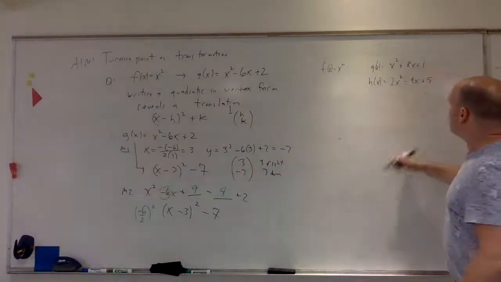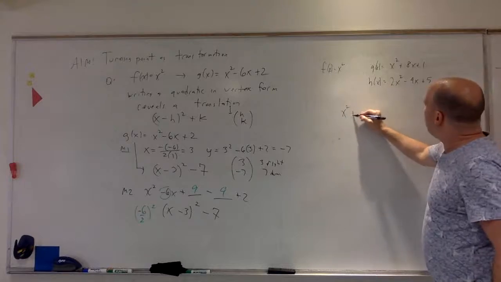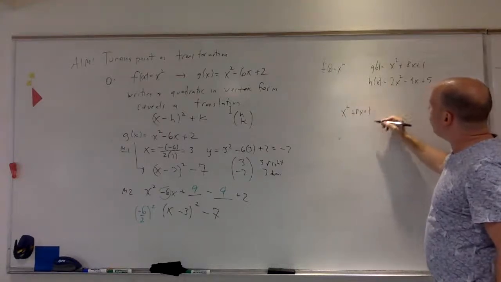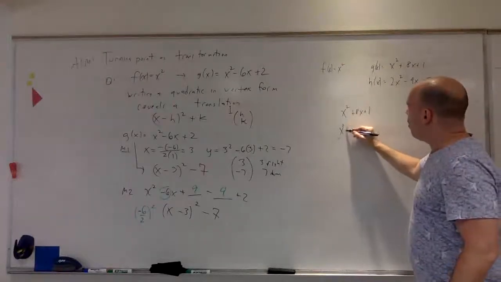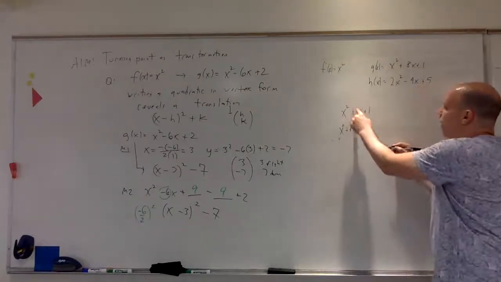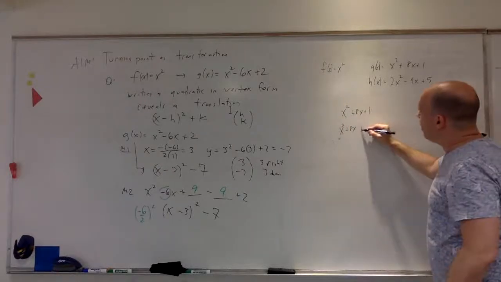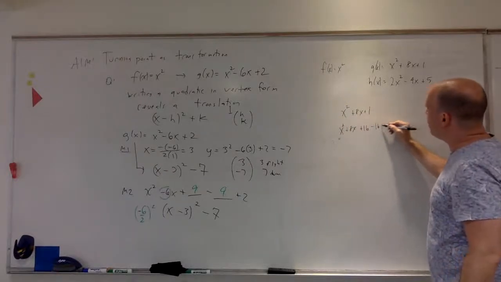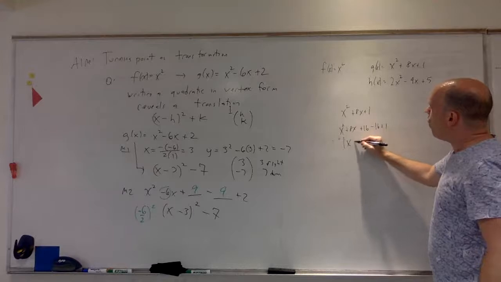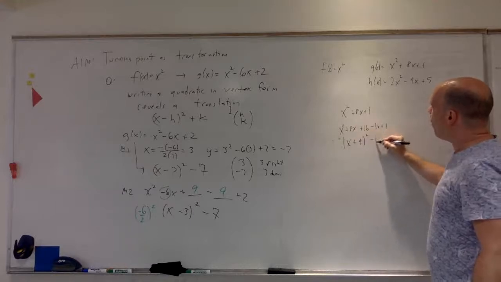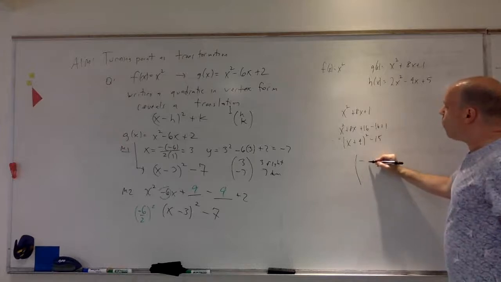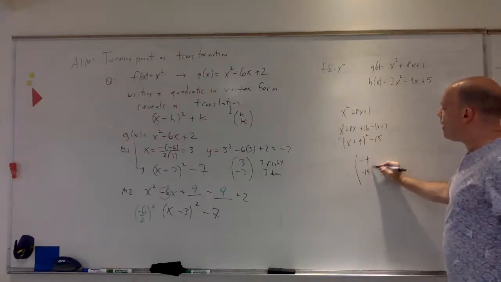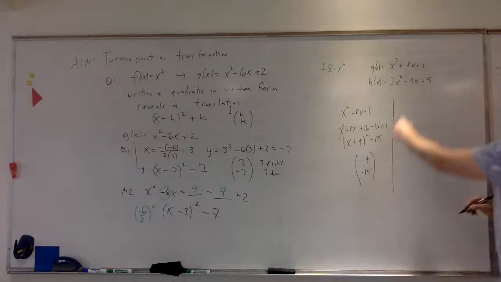Okay, let's try these. So x squared plus 8x plus 1. I'm going to do completing the square. I know it's x squared plus 8x. 8 divided by 2 is 4, squared is 16, plus 16 minus 16 plus 1, x plus 4 squared minus 15. So I know this one is a translation of 4 to the left, 15 down. Let's try the next one.